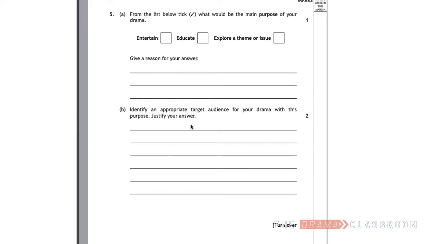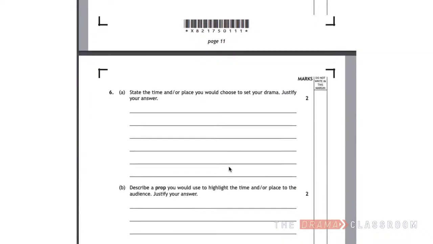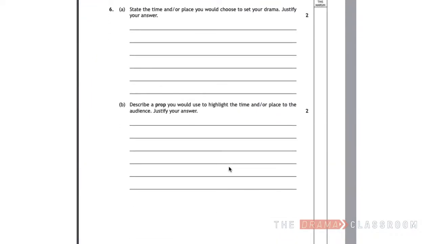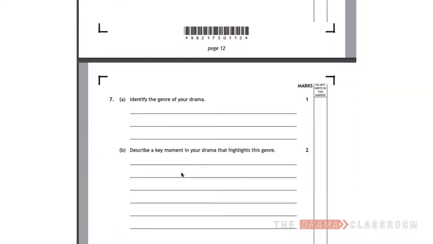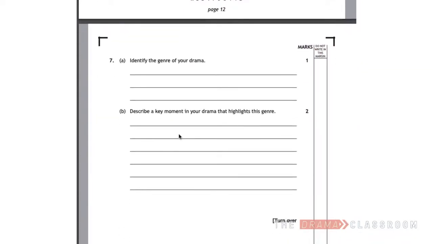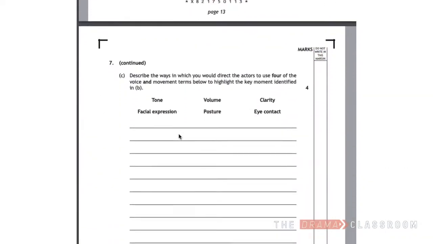And it is looking for you to be able to understand certain things like, what does purpose mean? What is your target audience, and justifying your answer. There are also things like time and place and justifying why you've made it. You'll maybe have to think about props. You're going to have to think about genre, form, structure, style, key moments within your drama. There are a variety of different things.